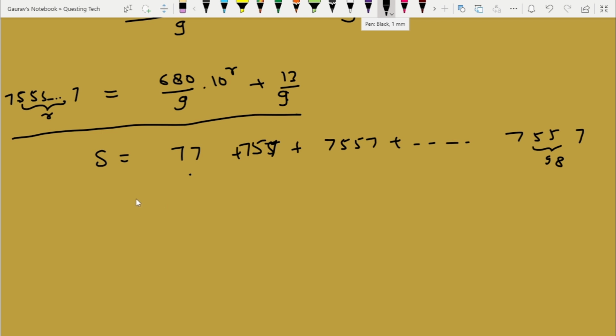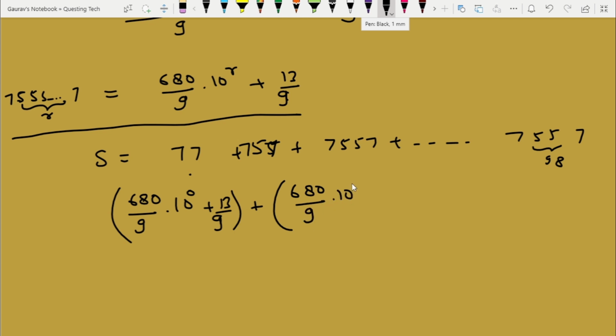So what is this? 680 divided by 9 multiplied by 10 raised to power 0 plus 13 by 9. Plus 680 divided by 9 multiplied by 10 raised to power 1 plus 13 by 9. The same thing is going to happen: 680 divided by 9, 10 raised to power what? The value of r is 98, plus 13 by 9.